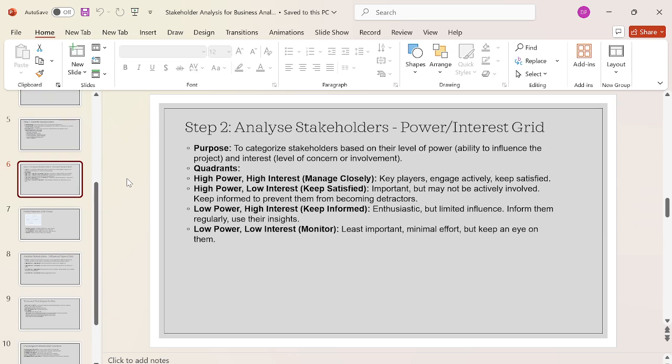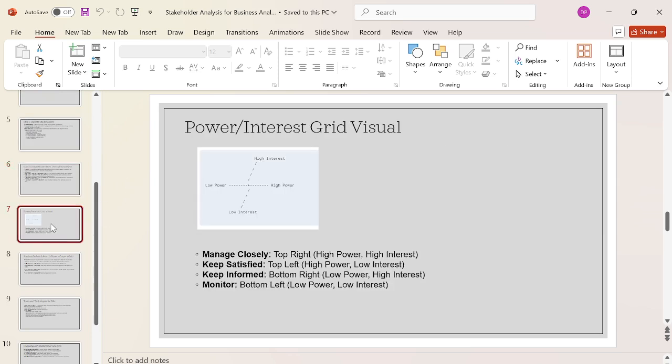So these are the power and grid analysis, the stakeholder analysis. Let's move on to the next slide. Visually, I'll show you how to do the power and grid analysis: manage closely, keep satisfied, keep informed and monitor. So these are the charts where you can do the stakeholder analysis. Okay, so understand that. Let's move on to the next slide.